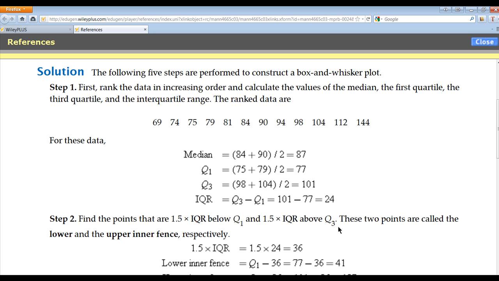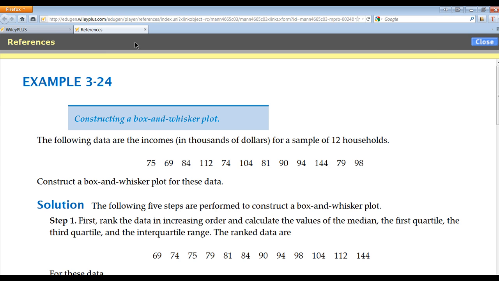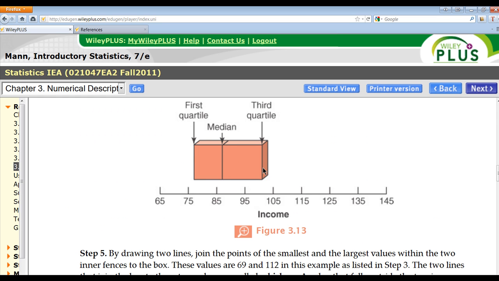Step 2: find the points that are 1.5 times the IQR below Q1 and 1.5 times the IQR above Q3. So going back to this picture, here's the third quartile. The IQR here is about 25, let's say it's 25. So you go from here 1.5 times the IQR. 1.5 times that is about 37 or 38. So you're going to go up 37 or 38 from here.